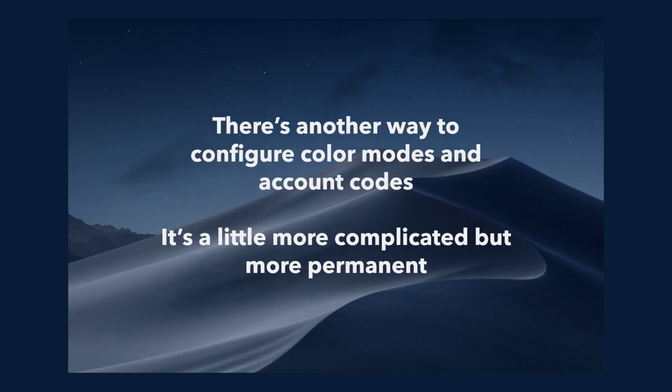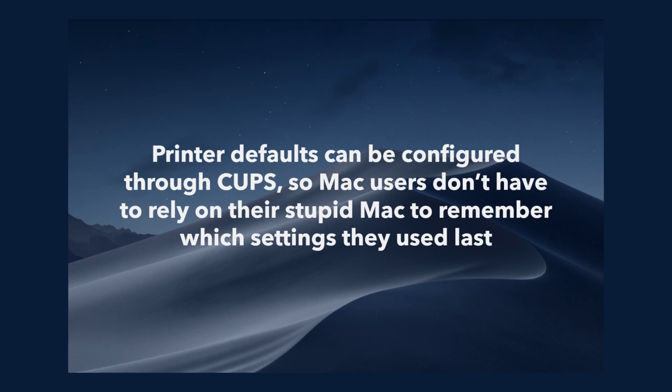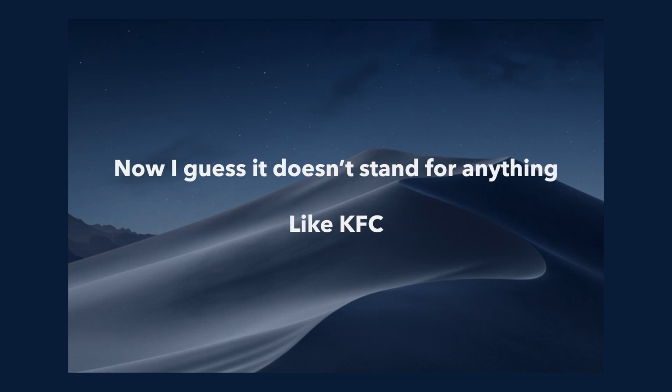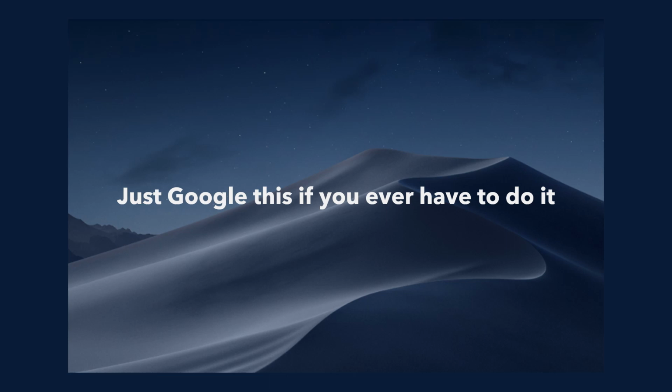There's another way to configure color modes and account codes. It's a little more complicated but more permanent. Printer defaults can be configured through CUPS, so Mac users don't have to rely on their stupid Mac to remember which settings they used last. CUPS used to stand for Common Unix Printing System and is a browser-based method of administering printers on a Mac. Now I guess it doesn't stand for anything. Like KFC. Just Google this if you ever have to do it.